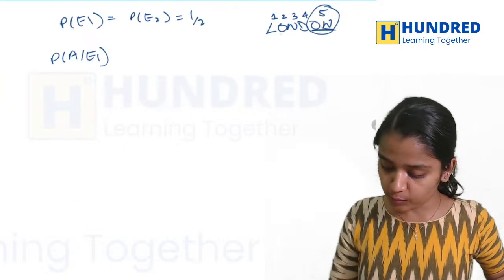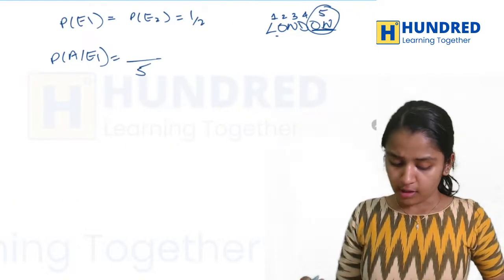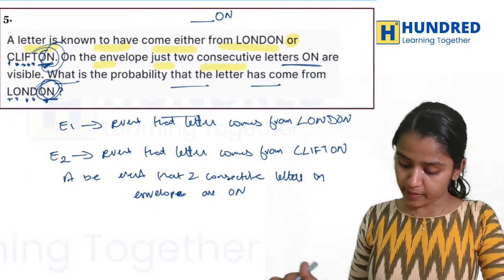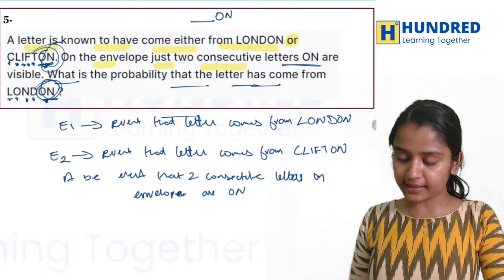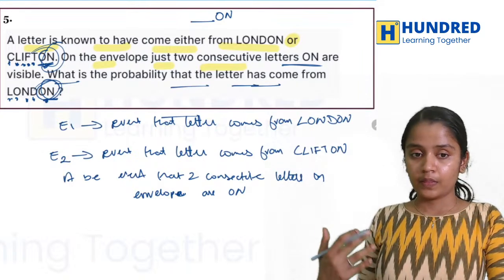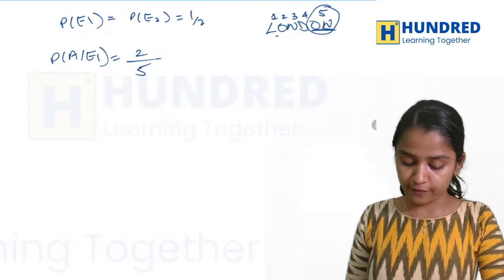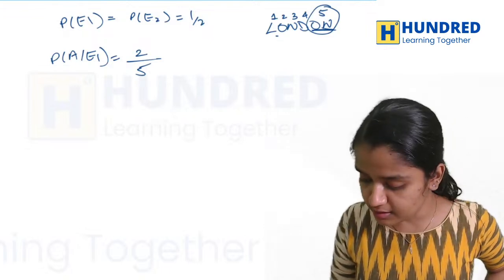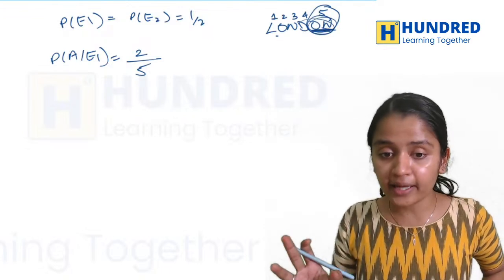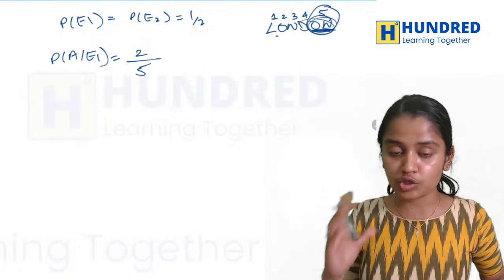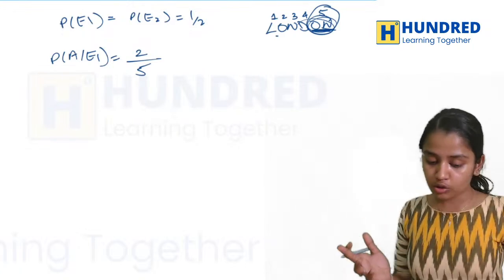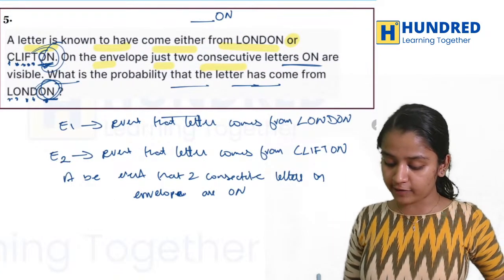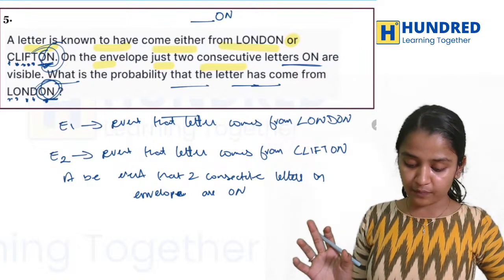So in total you take the total letters as 5. From that you'll be taking one letter. So basically what is the probability that the letter has come from... So basically it will be 2/5. How is it 2/5? See, you're having ON, and you will be assuming ON as one letter because you have already seen it. Okay, along with that, the event that two consecutive letters on envelope are ON.